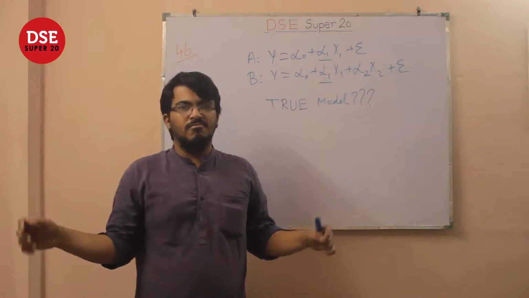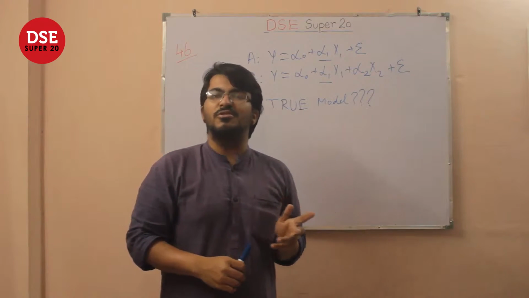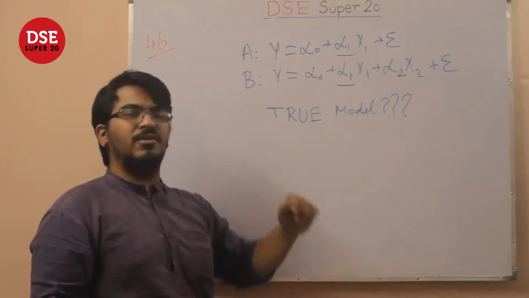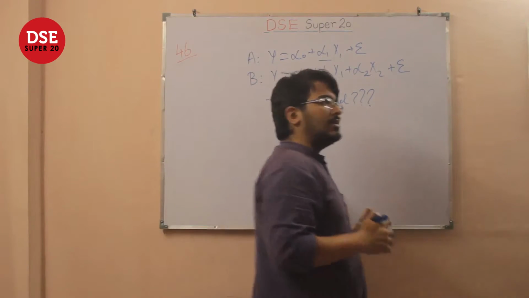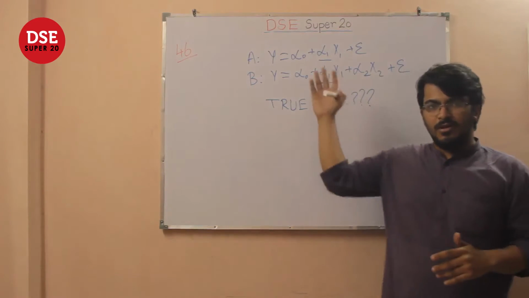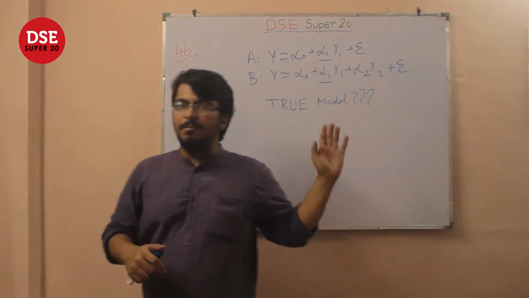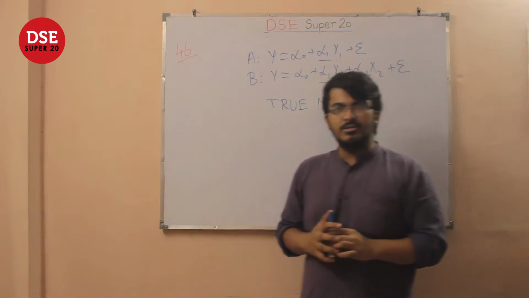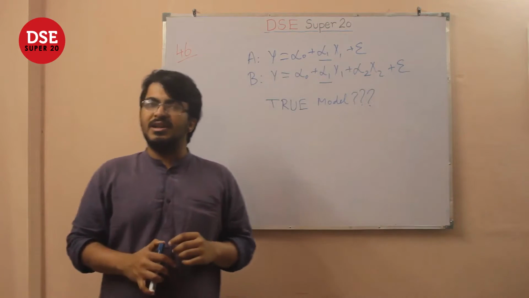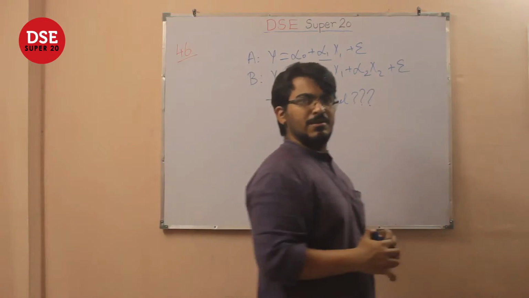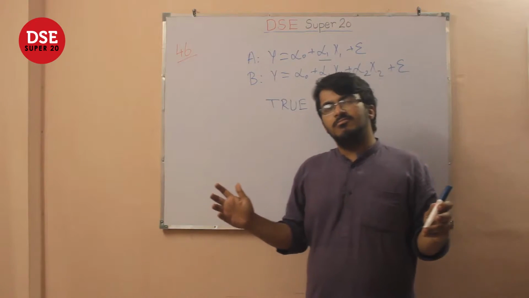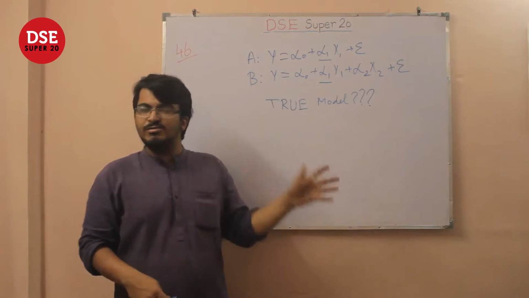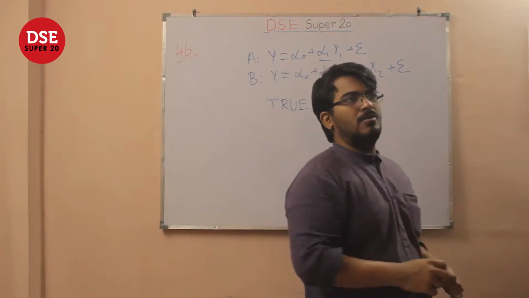Well, the question is, what is the true model? If model A is the correct model, it will have the lower variance. If model A is the correct model, then model B is over-specified and alpha 1 from model B will have a larger variance. Now, if model B is the correct model, then model A is under-specified, and in that case alpha 1 in model A is biased and will also have larger variance than the alpha 1 from model B.